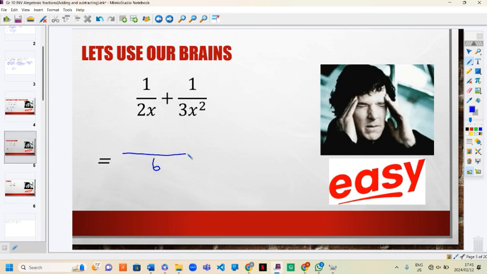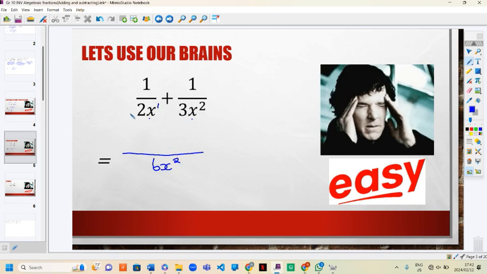Now I see that I've got letters there. It's a common letter. I've got an x in this term, and I've got an x in the denominator of this term. Whenever I have something common, I want to take the highest power. You have x to the power of 1 and x to the power of 2. Which one's higher? x squared is higher, so I'm going to take that down.